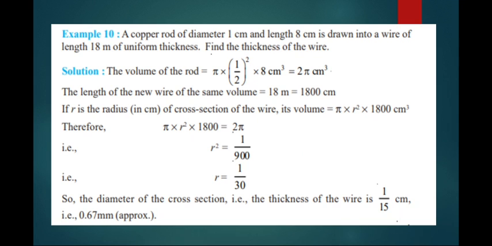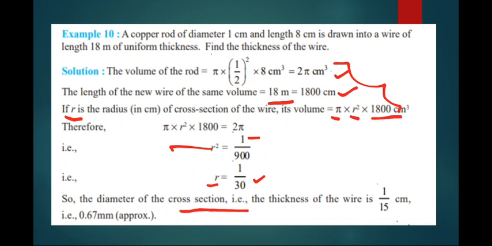Look at here, the volume of the rod will be pi r square h, means this one. The length of the new wire of same volume is 18 meter, or this much centimeter. If r be the radius of the cross section of the wire, then the volume will be pi r square h, again the cylindrical formula. These two volumes will be the same, just equate them, you will get the value of r as 1/30. Now r is the radius of the wire. You need thickness, that means you need the diameter. So diameter will be 2 into 1/30, that is 1/15 centimeter.